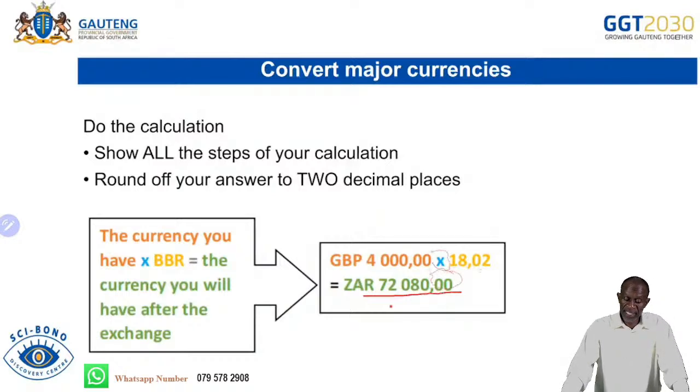So this completes the calculation where Gareth and his mother, returning from England, brought home 4,000 British pounds, and the South African bank used the bank buying rate to multiply the foreign currency, and 4,000 will give them 72,000. And that completes this calculation.